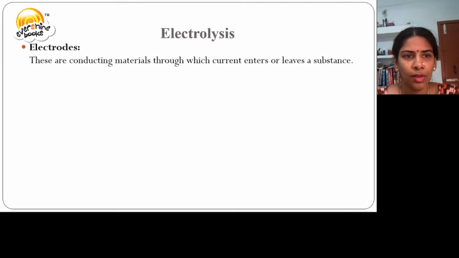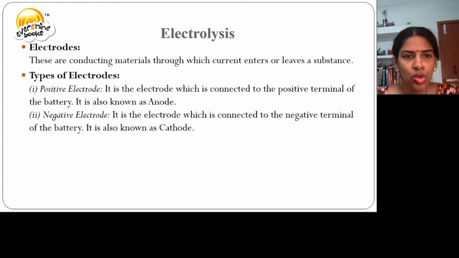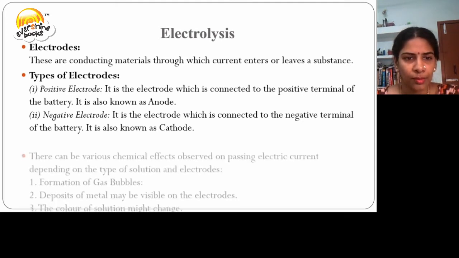Electrolysis. Electrodes. These are conducting materials through which current enters or leaves a substance. There are two types of electrodes, namely positive and negative. The positive electrode is the electrode which is connected to the positive terminal of the battery. It is also known as anode. The negative electrode is connected to the negative terminal of the battery and it is known as cathode.